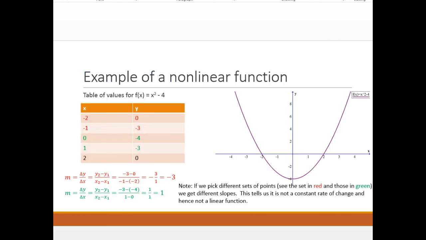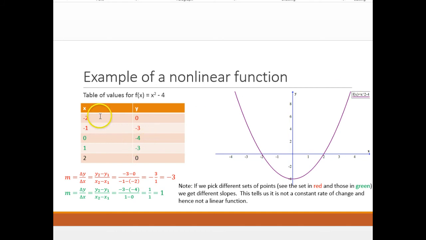We do have functions that are not linear. Here's an example: f(x) equals x squared minus 4. A couple of ways to tell they're not linear: number one, they don't make a straight line. We clearly do not have a straight line here. We have what's called a parabola, which we will study later in future chapters.